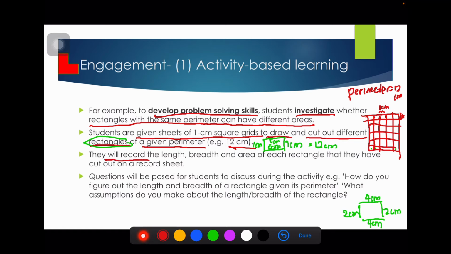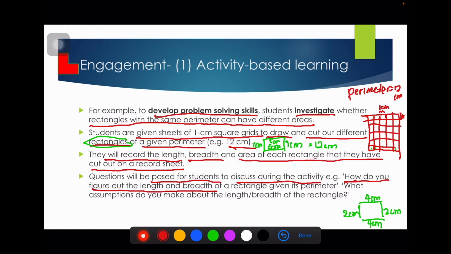Right, so then they will record the length, breadth, and area of each rectangle they have cut out on a record sheet. Questions will be posed for students to discuss during the activity, for example: how do you figure out the length and breadth of a rectangle? Breadth here means width. Given its perimeter, how do you come up with the length and the width? Next question: what assumptions do you make about the length or breadth of the rectangle?